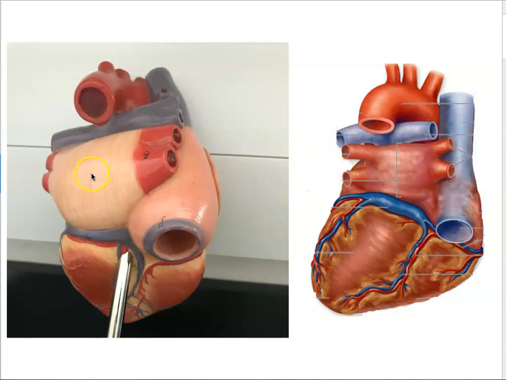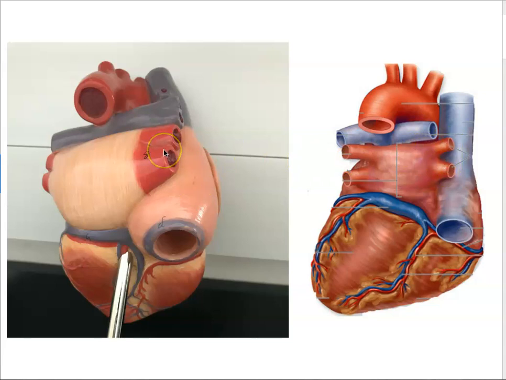So we know this is the left atrium. So now we have these blood vessels that are going into the left atrium. This is the right side. Yes, here's your right atrium. So these are going to be the right pulmonary veins. Here is the right pulmonary veins.